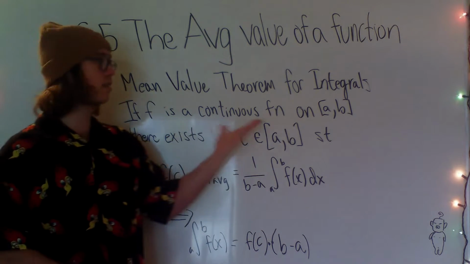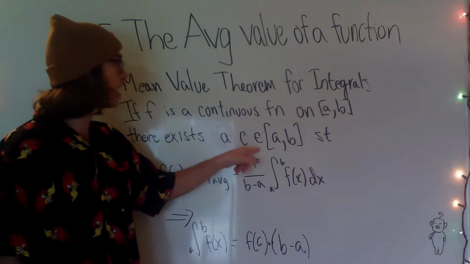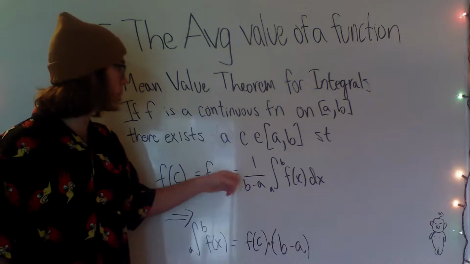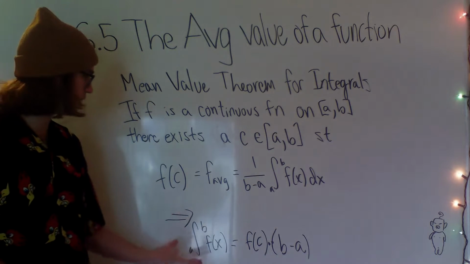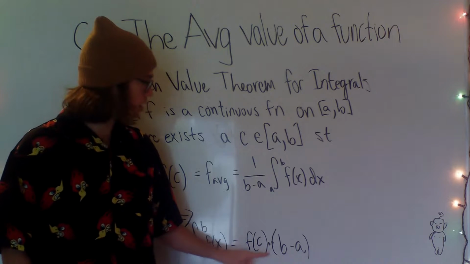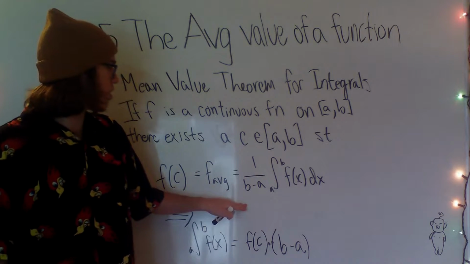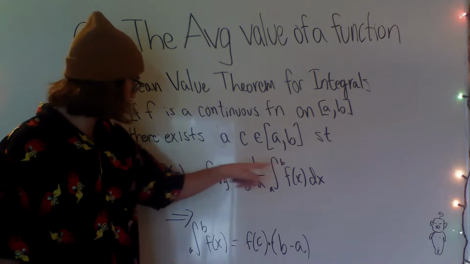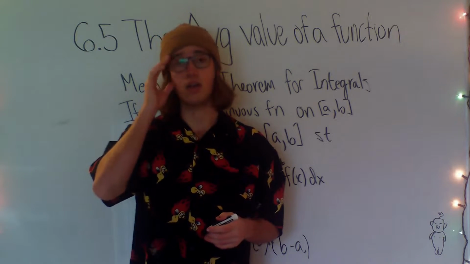And so what does it state? Well, if f is a continuous function on a to b, then there exists a c in a to b such that f of c is equal to our f average, which is equal to 1 over b minus a times the integral of a to b of f of x dx. And this is also the same thing as saying the integral of a to b of f of x is equal to f of c times b minus a. And so how do we get that? Well, we just multiply b minus a on both sides, and then we get f of c times b minus a equals the integral from a to b of f of x dx.